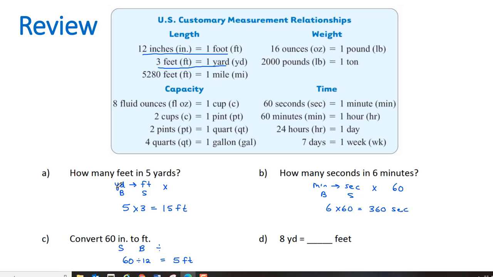And for our last one, we're going from yard to feet, and we've done this one before. We're going from big to small. So we're going to multiply, and we see 3 feet in 1 yard, so we'll multiply by 3. So 8 times 3 is 24 feet.